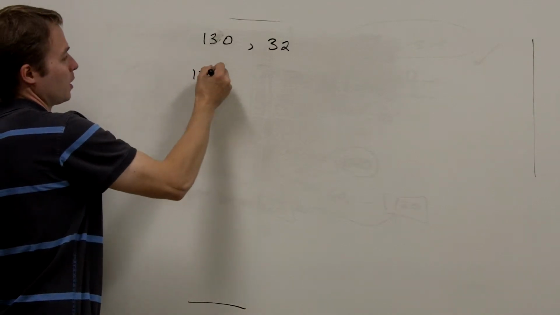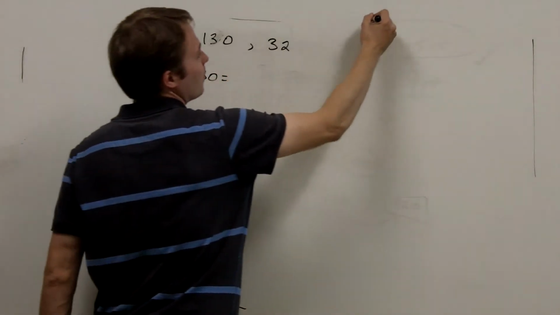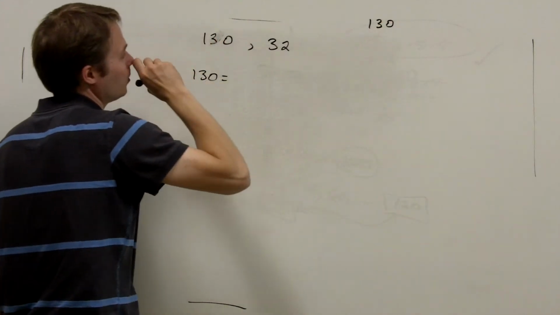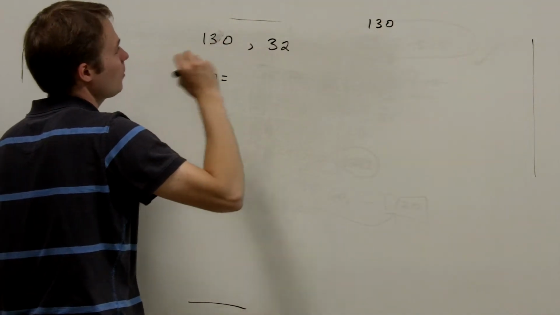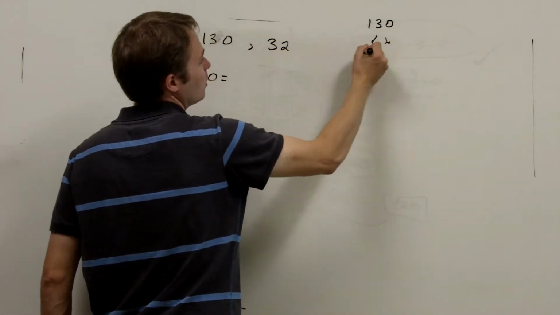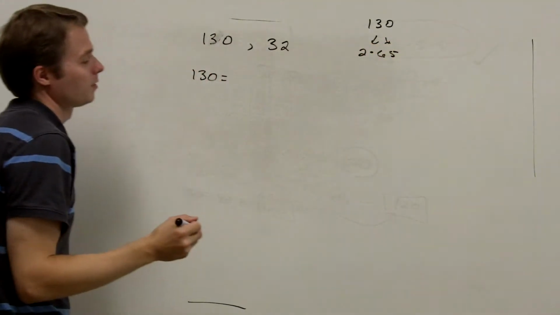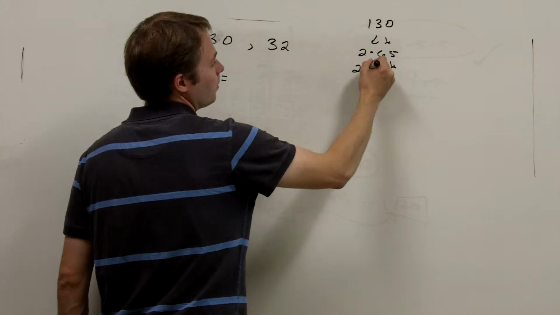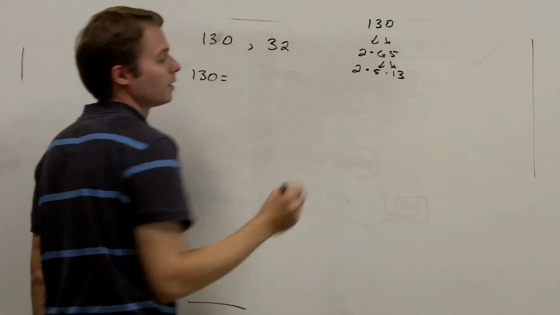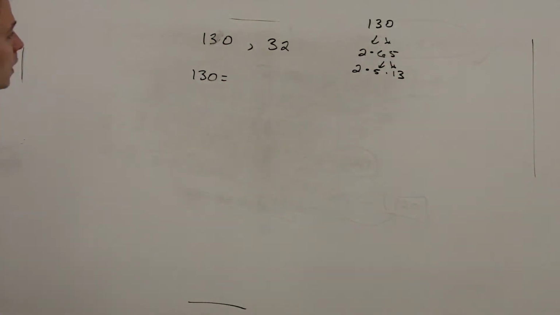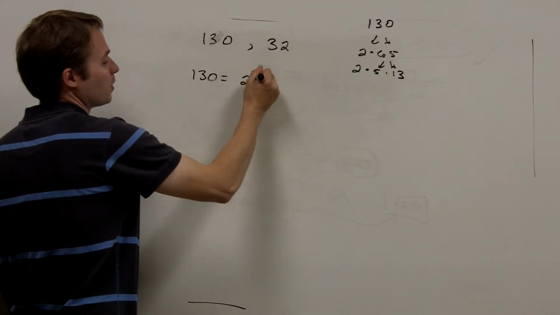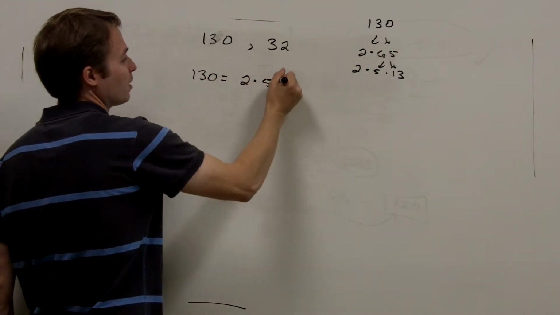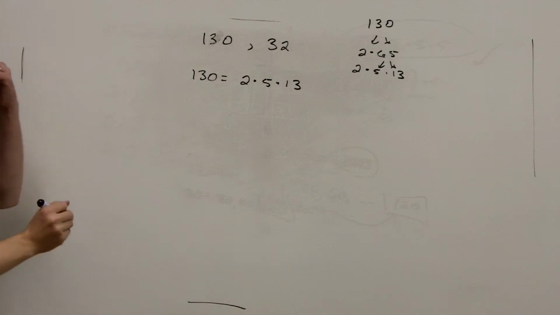Okay. So let's start over here. 130, its prime factorization. It definitely factors into 2 times 65. And then 65 will continue to factor into 5 times 13. So the prime factorization of 130 is 2 times 5 times 13.